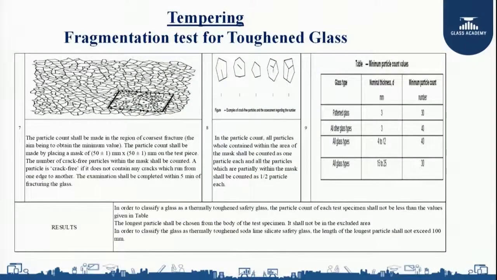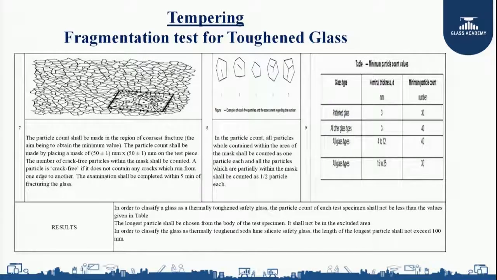Now, how are you going to get the conclusion? After my breakage I am going to get fragments in this particular pattern for a toughened glass. The particle count shall be made in the region of coarsest fracture, the aim being to obtain a minimum value. So after breakage I should select an area where my fragments are in the minimum range. The particle count shall be made by placing a mask of 50 mm by 50 mm on the test specimen. You can see in the figure, we have marked a 50 by 50 mm marking on the glass.